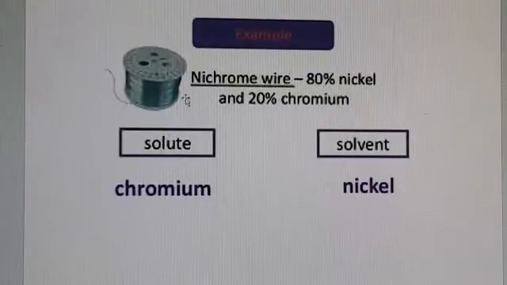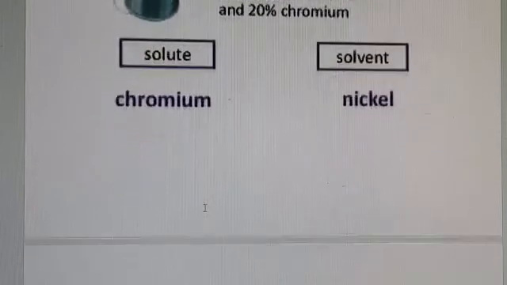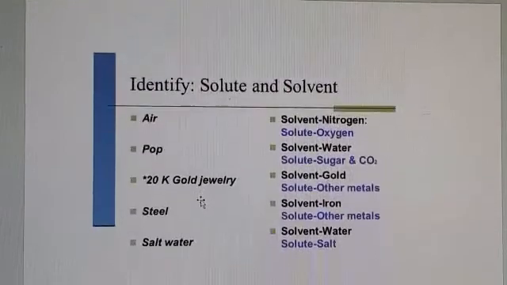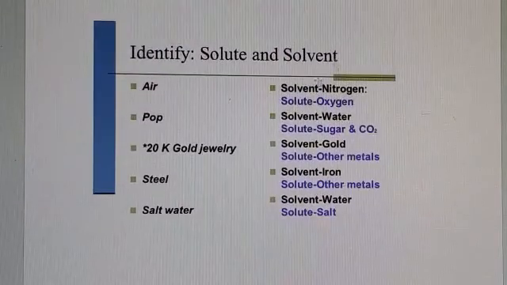The third example I have mentioned here is nichrome wire. It's made of chromium and nickel. Solute is chromium and solvent is nickel, and which forms nichrome wire. Clear, students? So here are a few more examples for your better understanding.